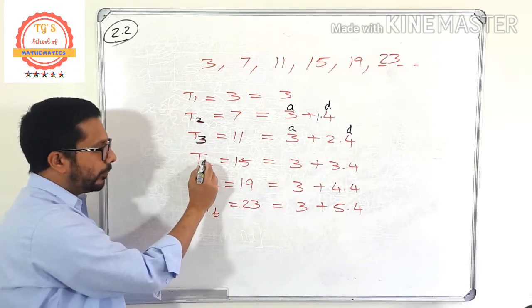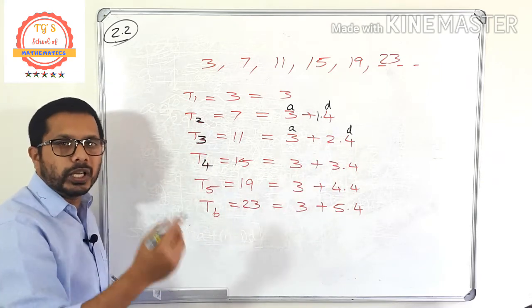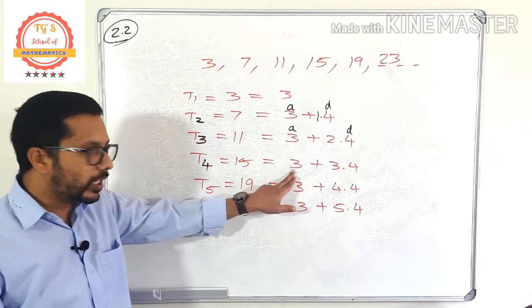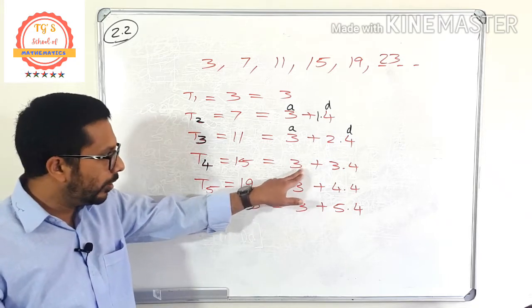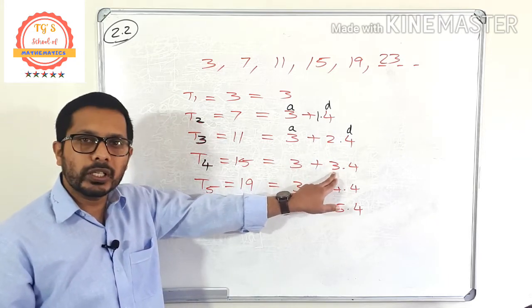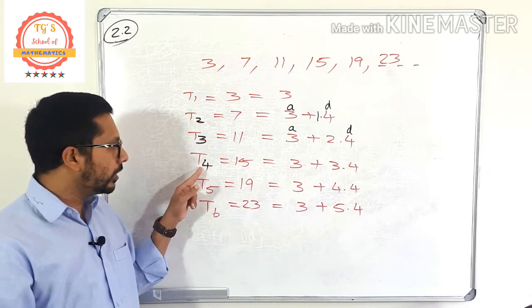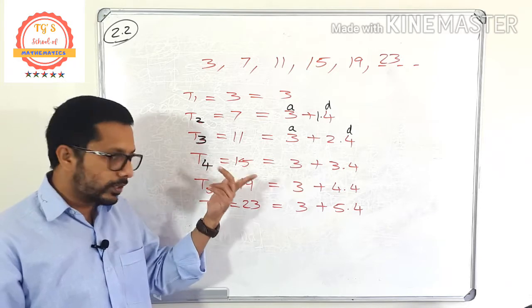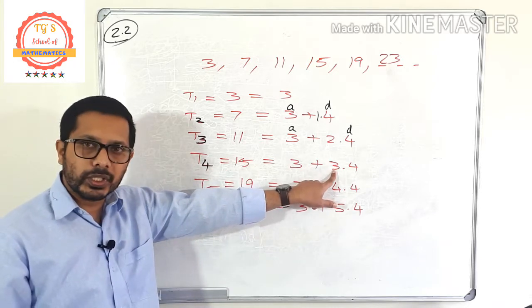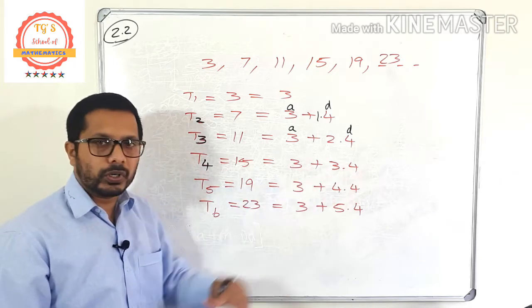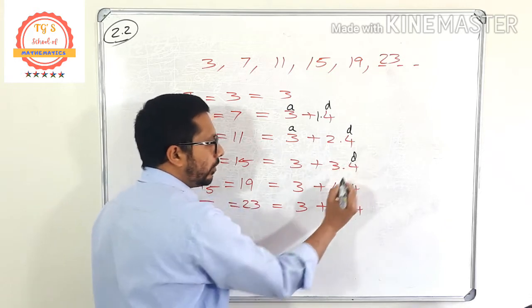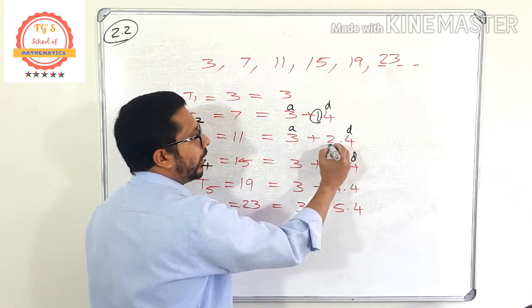Look at the fourth term. You must get an idea of how that one comes. What does this 3 stand for? The first term, plus 3 times, how do you get this 3? Because you want to find the fourth term. Fourth term means 1 less, 4 minus 1 is 3, times, what is this 4? d.